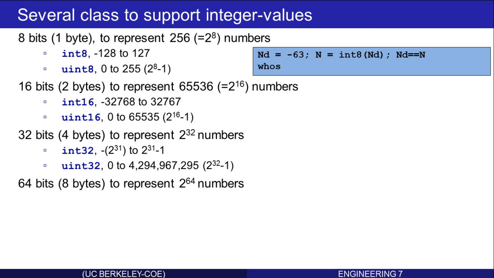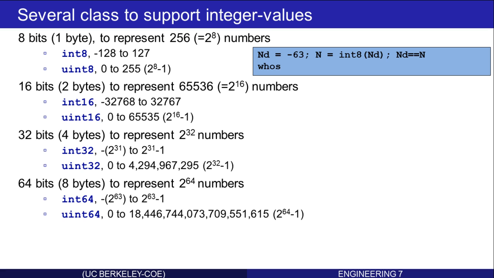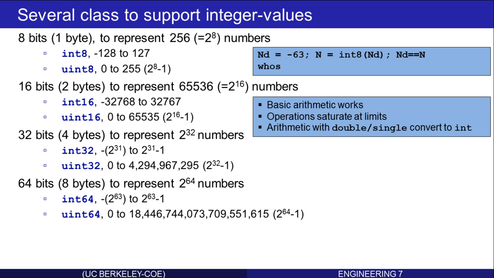Lastly, there's 64 bits, 8 bytes, to represent 2 to the 64th numbers. Int64, a huge range of negative and positive integers, and uint64, the same range, but all devoted to non-negative numbers. Basic arithmetic works on all these int and uint classes. All operations saturate at the limits. An operation which would yield a result outside the range produces a value at the appropriate limit.